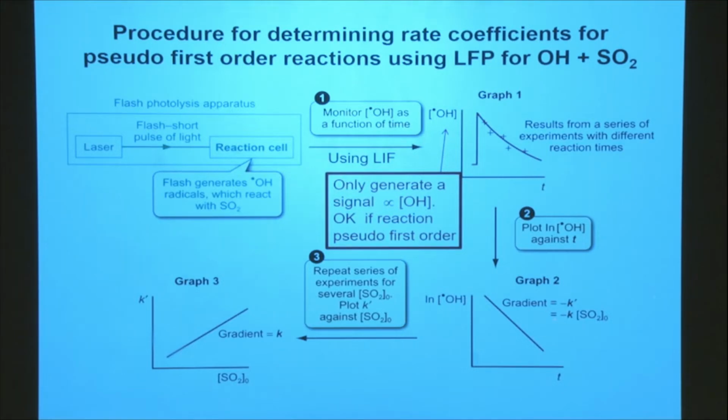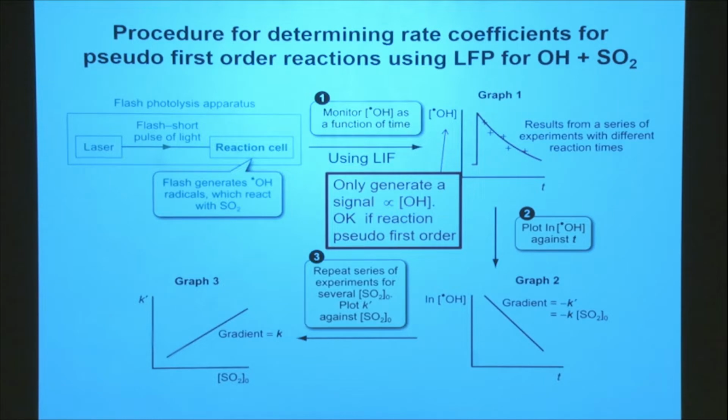It is equal to the rate constant of interest multiplied by the concentration of SO2. So in order to back out the rate constant for the reaction, we have to do the experiment at various different starting concentrations of SO2. Then if we plot the pseudo first order rate constant against the initial concentration of SO2, the gradient will give us the rate constant. So it's quite a high number of experiments to do in order to derive the rate constant for the reaction.